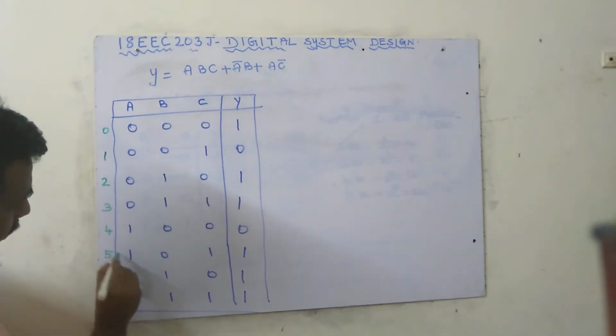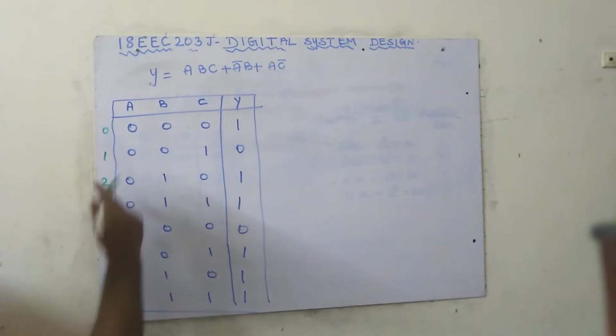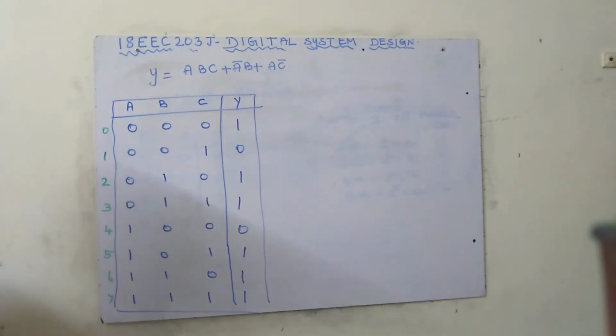This is 5, this is 6, and this is 7. Slightly in pencil you can write like this. If you go from 0 to 7, that is totally 8 possible combinations. That will be 0 to 7, and 7 means 1, 1, 1. Okay, this is called this.